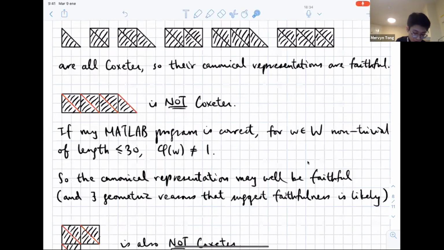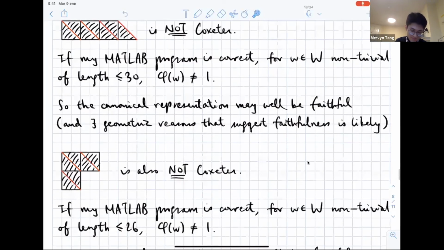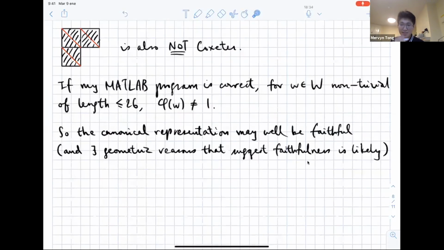And for this choice of special edges, I ran my MATLAB program on the canonical representation up to words of length 30, and I couldn't find any non-trivial element that was sent to 1. Once again, this doesn't mean that it is faithful. It just means that I can't show it's not faithful. But according to Dr. Keating, there are geometric reasons that suggest that faithfulness is likely, although once again, I do not understand these reasons.